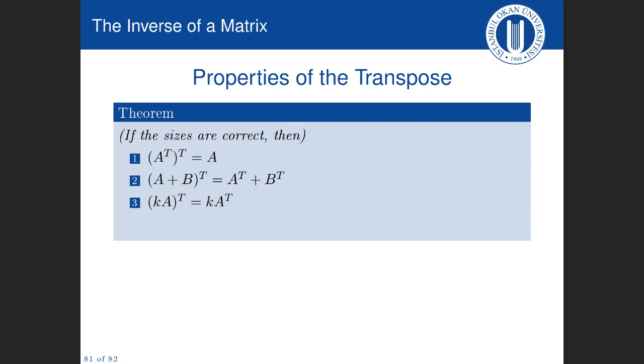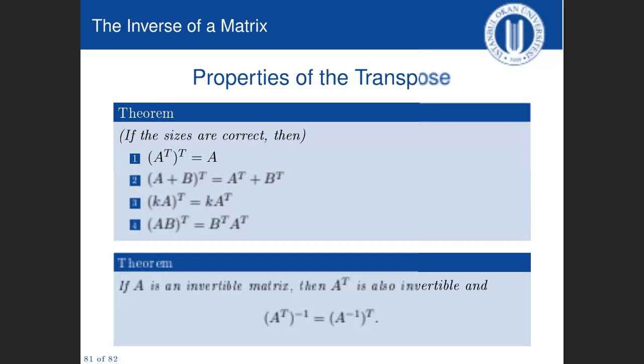As long as the sizes are correct, and I don't want to talk about the details of that too much, (A transpose) transpose is A. (A plus B) transpose is A transpose plus B transpose. (kA) transpose is k times A transpose. There's a fourth rule, which is perhaps a little bit less obvious, but it follows the same pattern as the inverse rule. The transpose of AB is B transpose A transpose. So just like we had the inverse of AB is B inverse A inverse, we do the same thing for transpose.